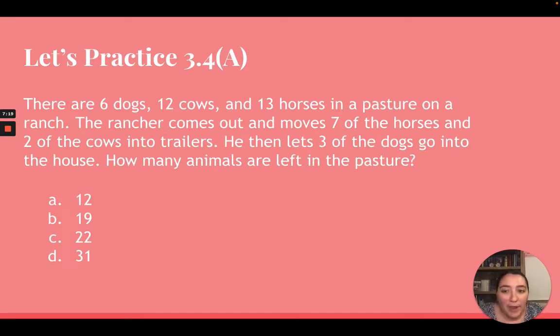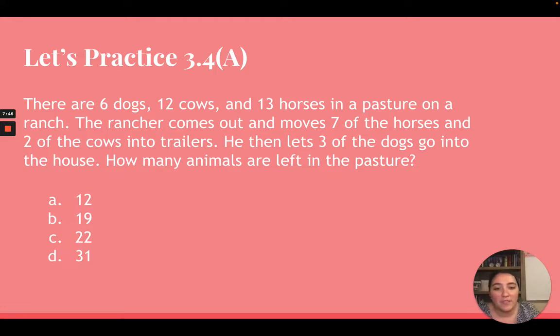All right, next practice. I'm only going to do the first read this time. This is our third practice question. You're going to do the rest. There are 6 dogs, 12 cows, and 13 horses in a pasture on a ranch. The rancher comes out and moves 7 of the horses and 2 of the cows into trailers. He then lets 3 of the dogs go into the house. How many animals are left in the pasture?